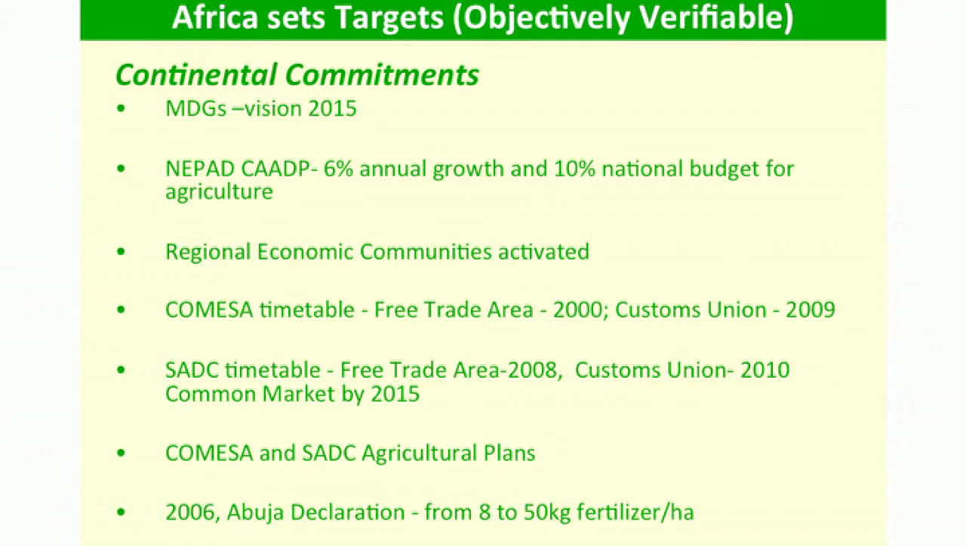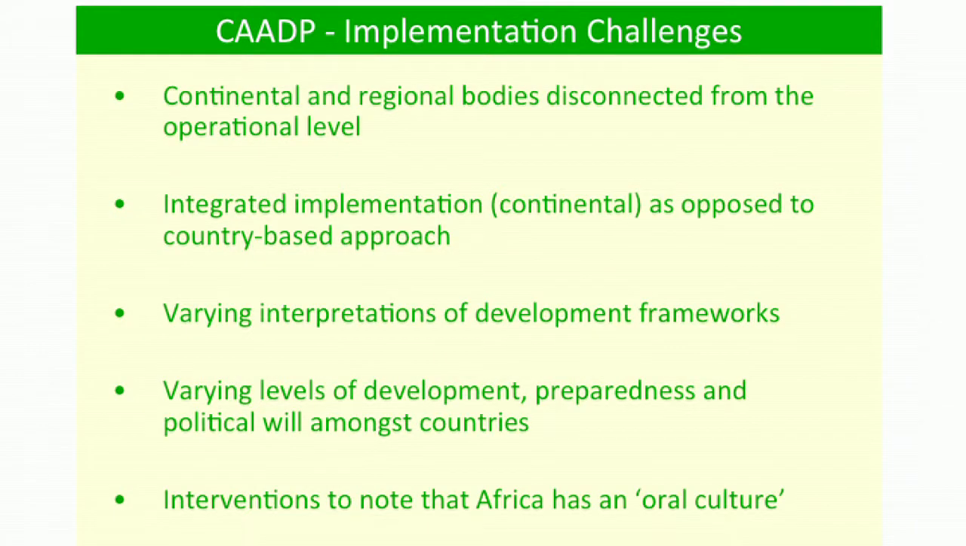We actually don't have longitudinal studies happening in Africa. Most of it is consultants. Up to now, with all these objectively verifiable indicators, very little has been done towards that. Why? We think, just focusing on CAADP, the continental and regional bodies are disconnected from the operational level. I think my brother Boaz will agree with me. AU cannot touch a farmer. Even COMESA or SADC cannot touch a farmer. But the best they can do is give us a framework that is good.